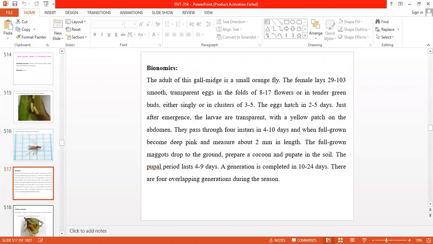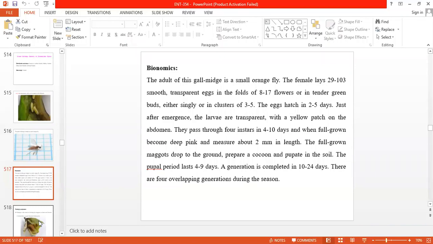The female deposits 29 to 103 smooth, transparent eggs in the folds of flowers, or in the tender green bud, either singly or in clusters of 3 to 5. The eggs hatch in 2 to 5 days. Just after emergence, larvae are transparent with a yellow patch on the abdomen.